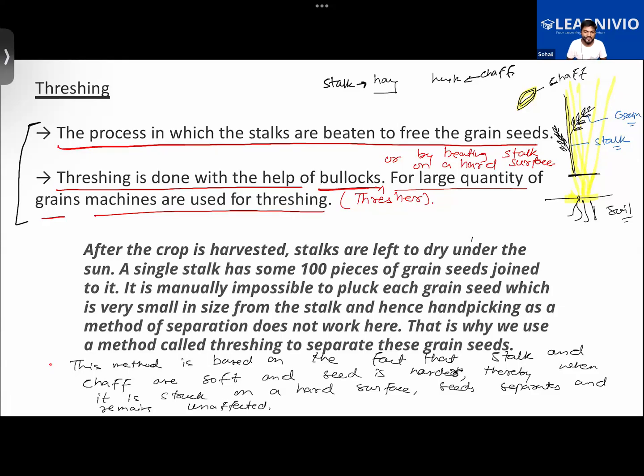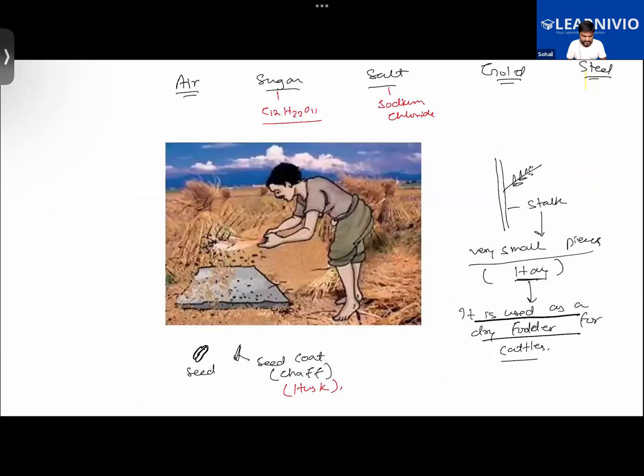So what is the principle for this? This method was based on the principle that the stalk and the shaft, the seed coat, are soft, and we know that the seed is harder. So when it is struck on a hard surface, the seeds will separate and remain unaffected. The seed is hard and heavy, so when it is struck, it will be separated from the stalk and remain unaffected.